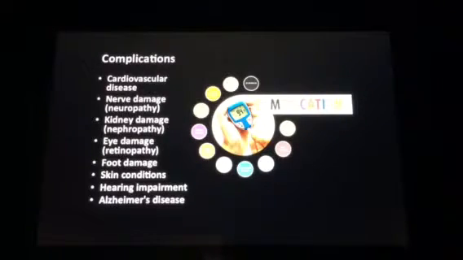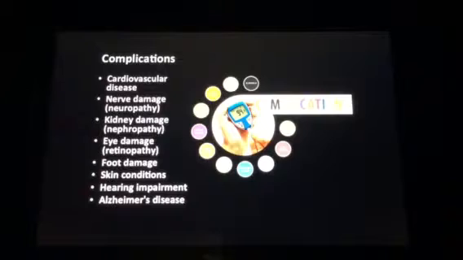If this is left untreated, cuts and blisters may occur, and serious infections will happen, and it will never get healed properly if this happens. And in the end, infections may ultimately require toe, foot, or even leg amputations. Skin conditions can occur. People with diabetes are more susceptible to skin problems, including bacterial and even fungal infections. Hearing impairment. Hearing problems are more common in people with diabetes, so something you should know.